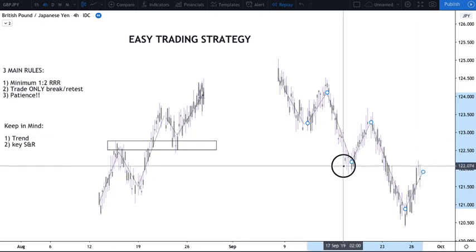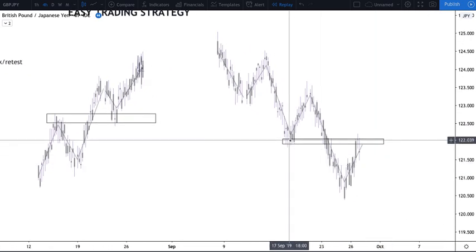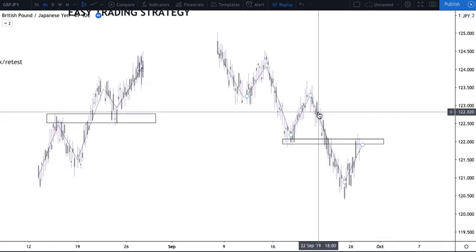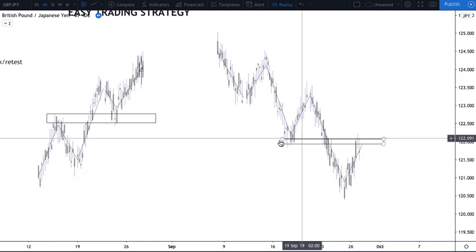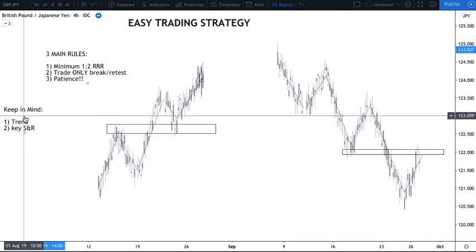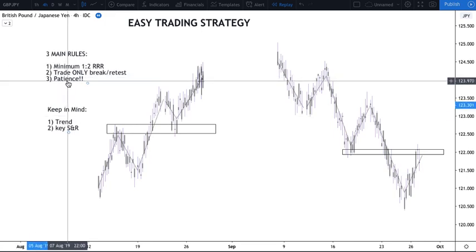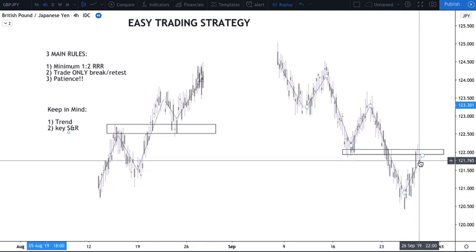So we have a level of support here, which was key, right? So we had a level of support, multiple rejections. We had a break of this level of support. Now we're waiting for that retest to occur. So remember, for the three main rules, we were looking for that patience. This patience is where we actually have that break and we're waiting for that retest to occur. That's where we will actually need that patience.